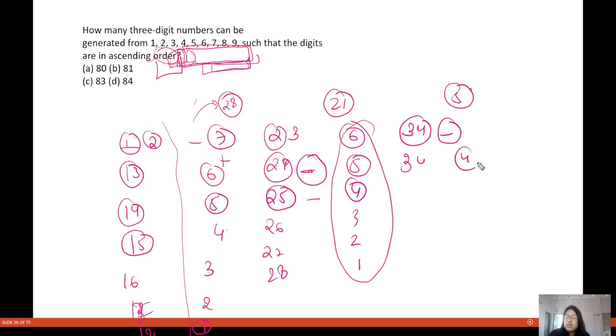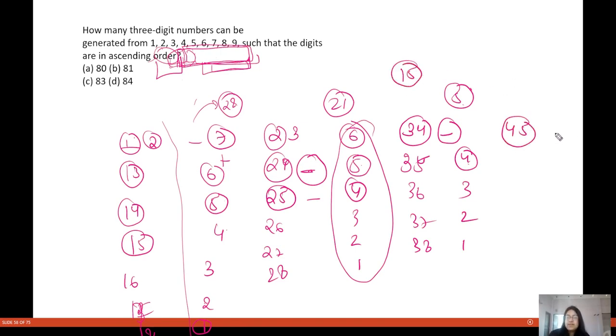4 ways. Okay, 4 ways. And so if we are taking 3 and 5, then this can be done in 4 ways. For 3 and 6, 3. For 3 and 7, 2. For 3 and 8, 1. Okay, so 5 plus 4 plus 3 plus 2 plus 1, and this is 15. Okay, 15.